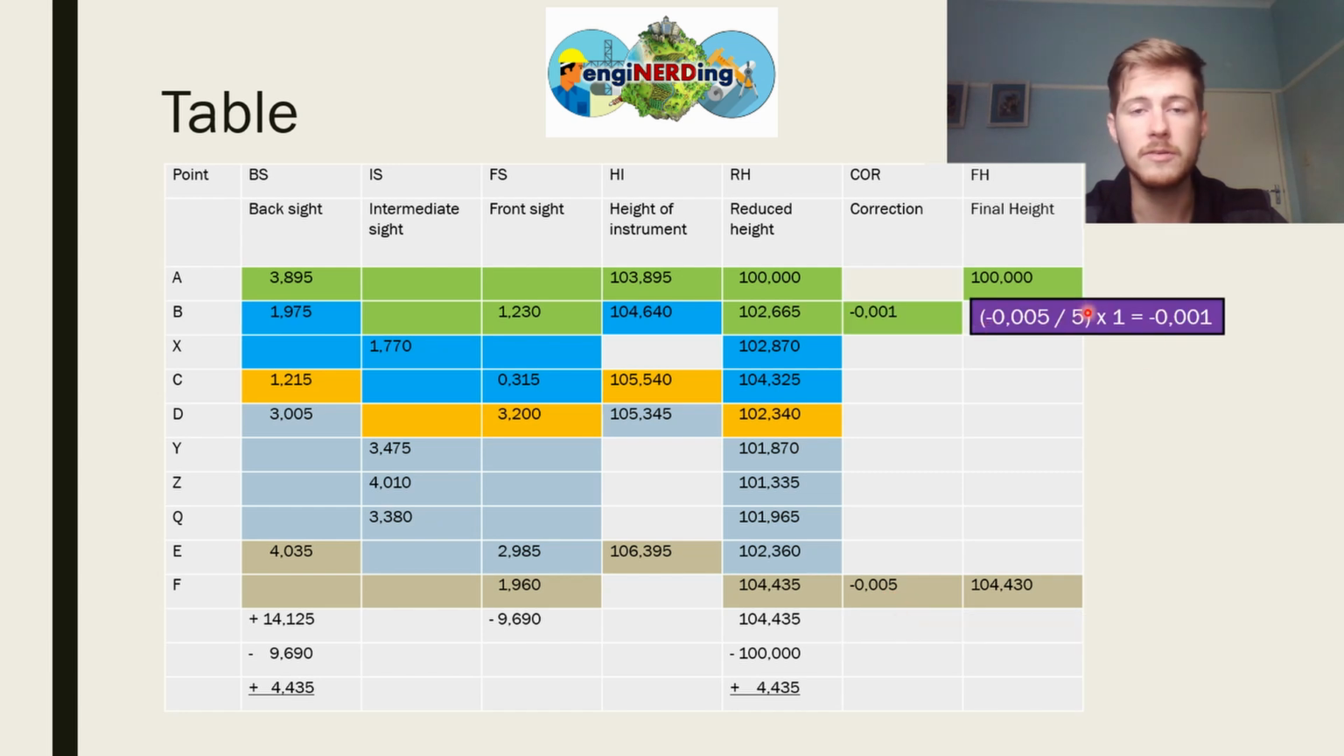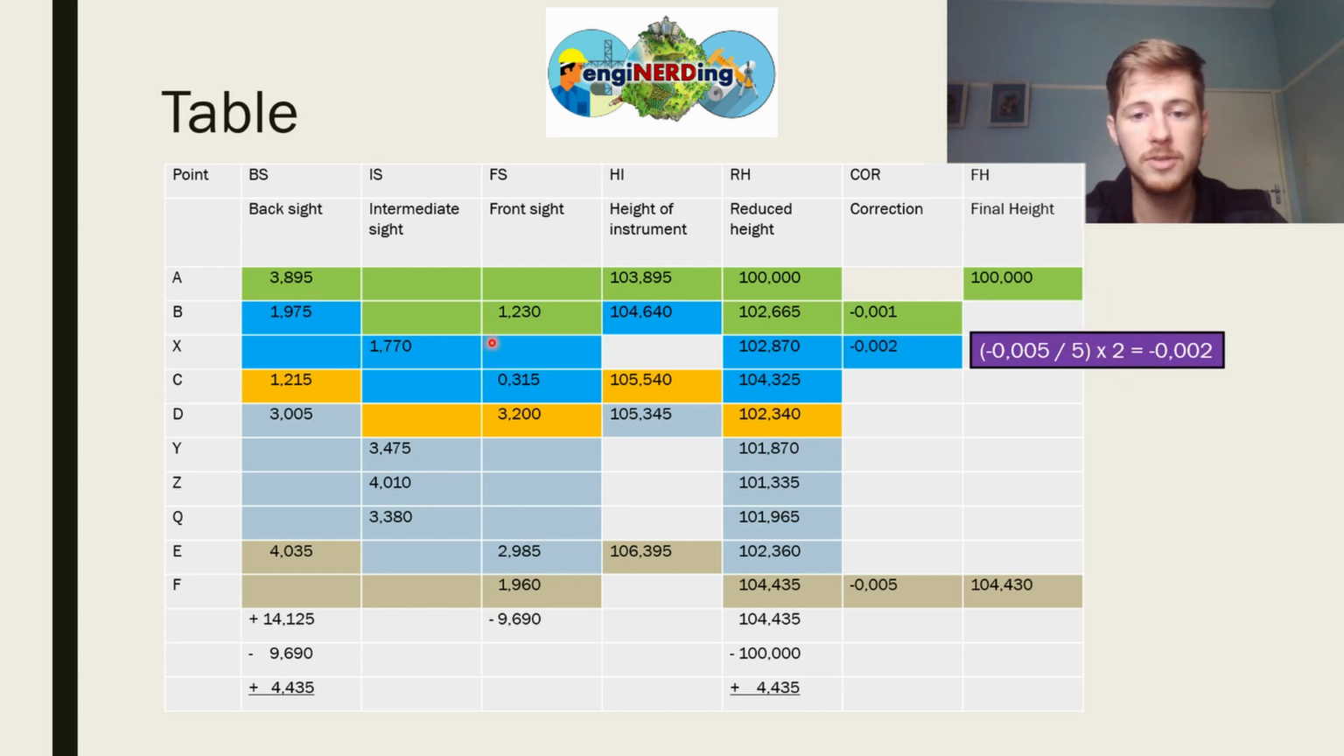And then, as I showed in the rise and fall video, we'll take this value divided by our number of setups. In this case we have 1, 2, 3, 4, 5 setups. There are 5 backsides. We can also check the foresights. There are 5 foresights as well. So we know there are 5 setups. So we say our overall correction divided by 5, and then we times it by the number of our setup. So for setup 1, it will be times 1. For setup 2, we say that value times 2, so we get negative 0.002.